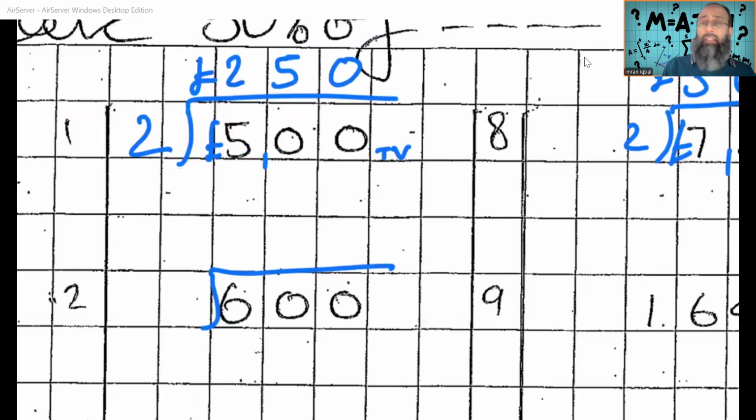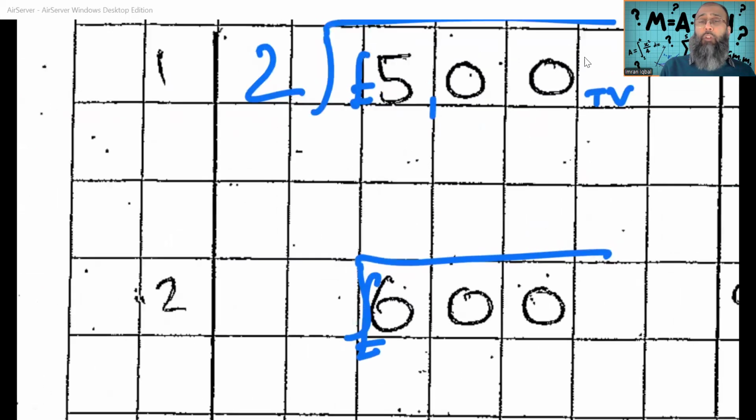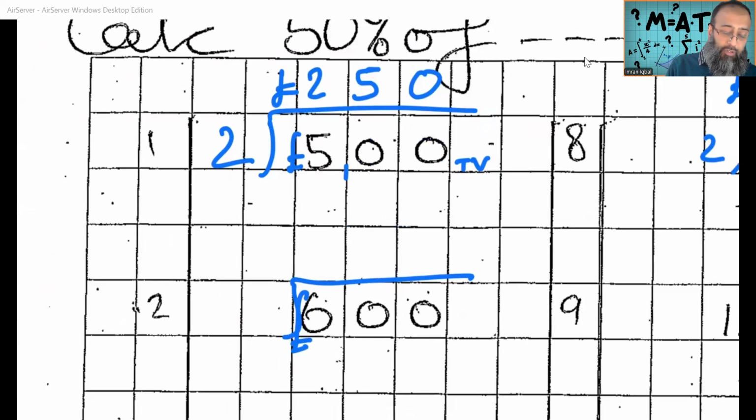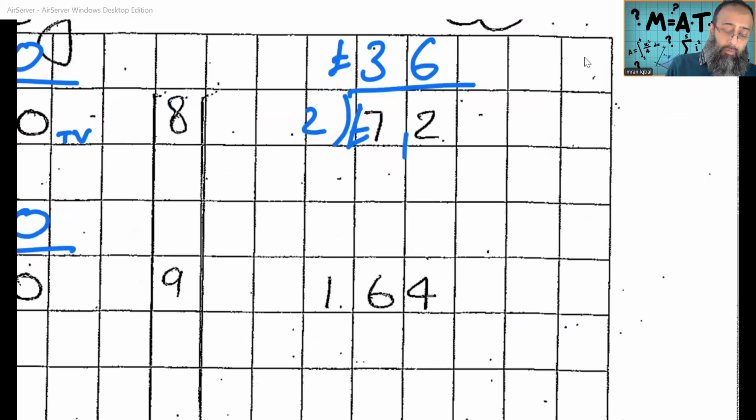You're going to go on holiday, 600 quid. It's 50% off. So you divide it by 2. 2's in 6 is 3. 2 doesn't go into the zeros. So you will save £300, which is half the money, and pay the other 300.